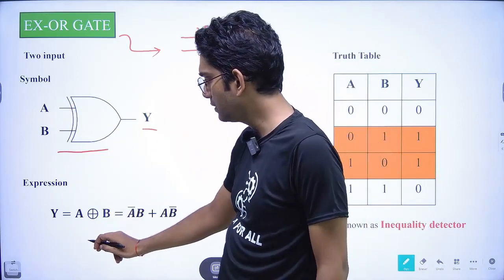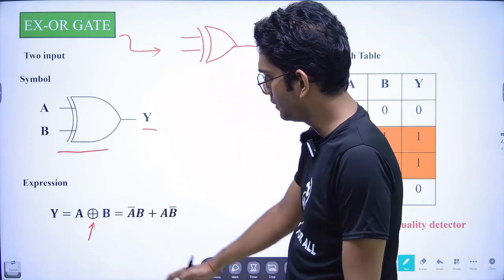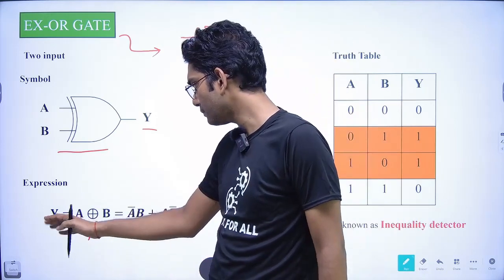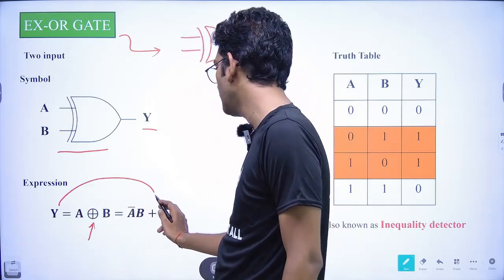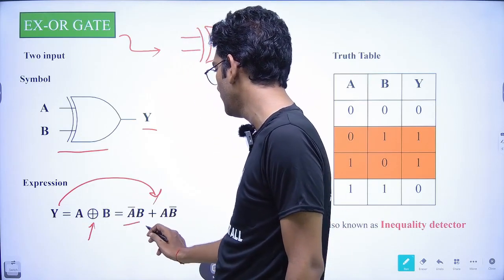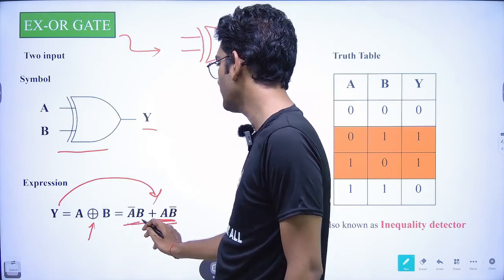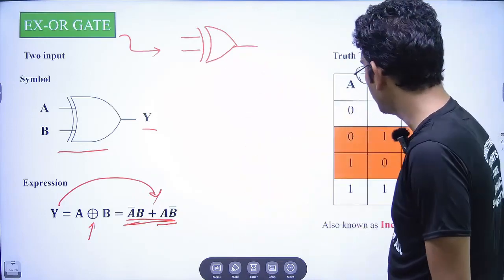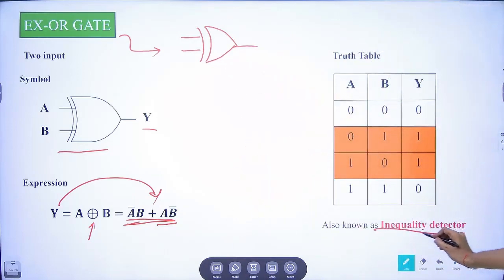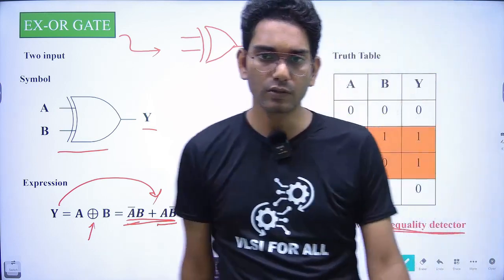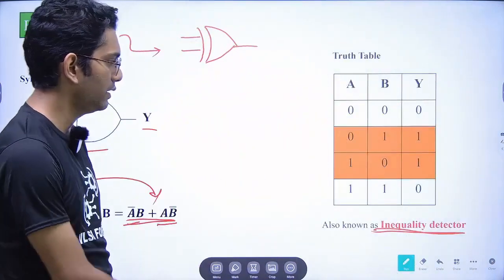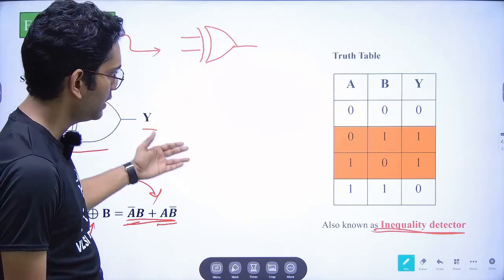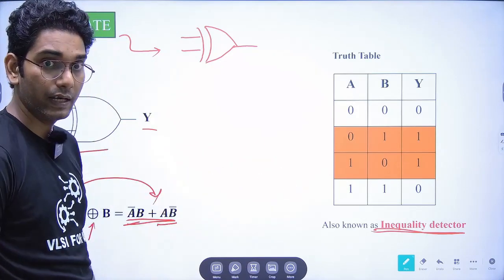And this is the basic symbol to represent the XOR operation. Plus sign inside a circle. Okay. And when this expression is expanded, we will get A bar B plus A B bar. So this is the expanded version of this A XOR B expression. Fine. Now this XOR gate is also known as the inequality detector. So what will this XOR gate do? This XOR gate will basically give the output as 1 whenever it detects an inequality.